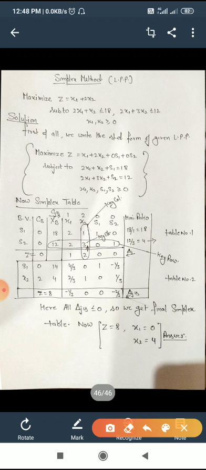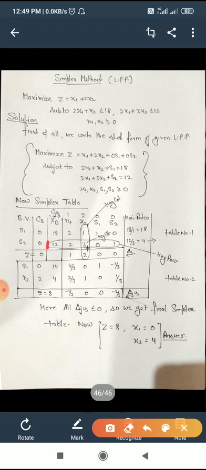In the next table we have to make the key element 3 into 1, and all other elements in the key column 0. Before this, through the key element we find that S2 is the outgoing variable and X2 is the incoming variable in the basic variable column. So S1 stays as it is, and S2 is replaced by X2. These are the basic variables. Now we have to make the key element 1. How to make this 1?